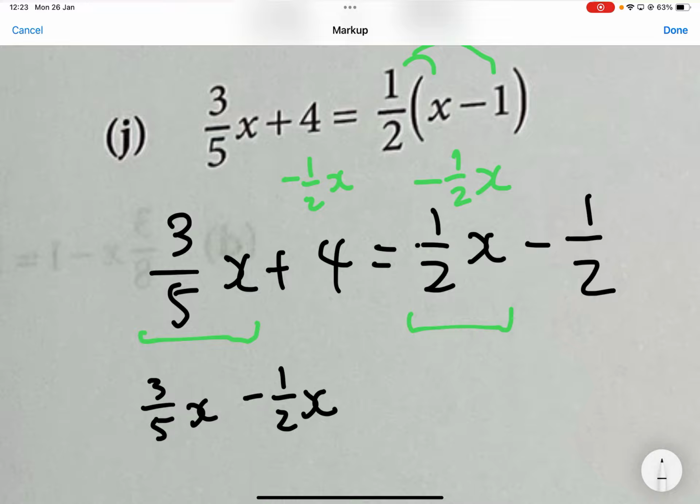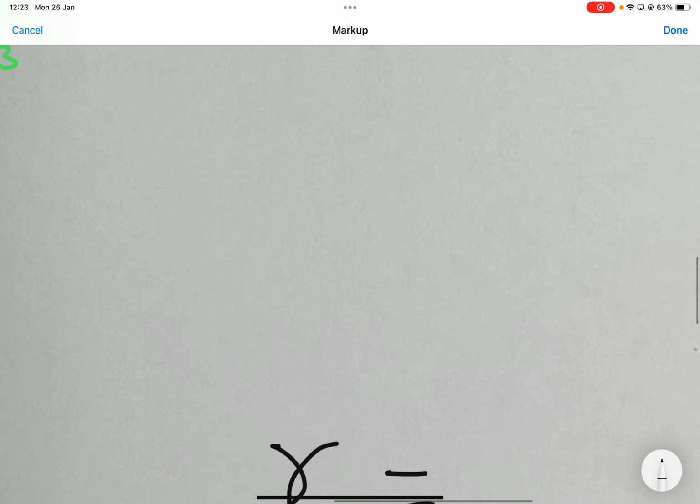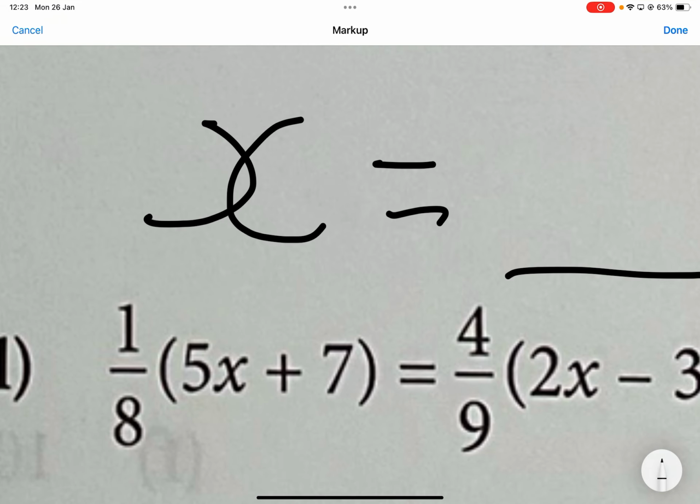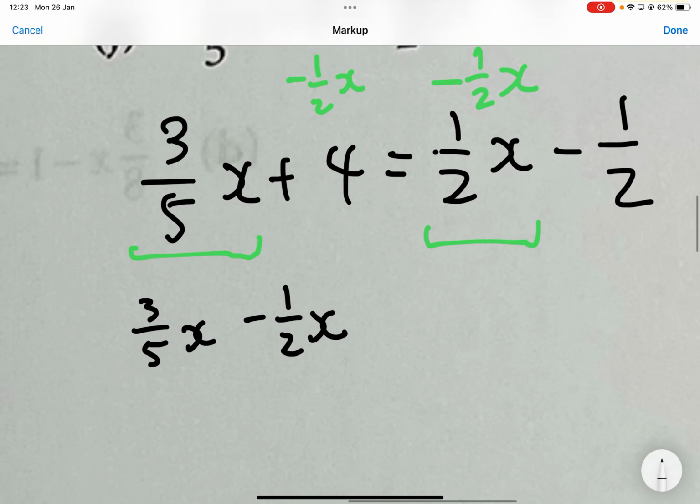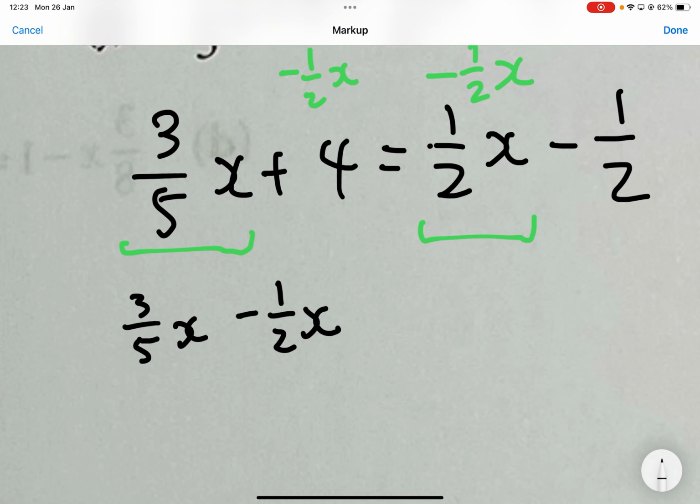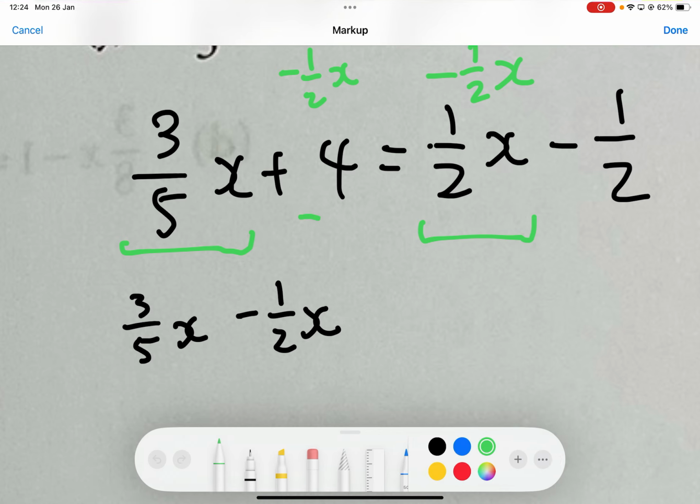Okay? By the same understanding, I want all the numbers to be on the right, so I don't want 4 here. I want only x on the left. Because finally, I want to tell people x is what number. So all the numbers must be here. I don't want the 4 on the left. I need to subtract 4 away. 4 minus 4 becomes 0.